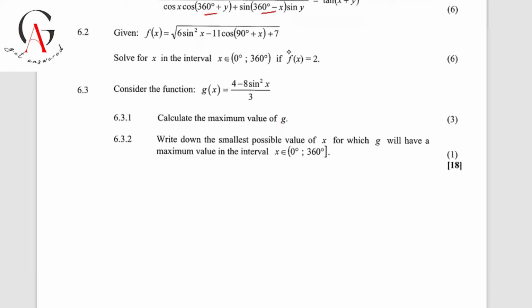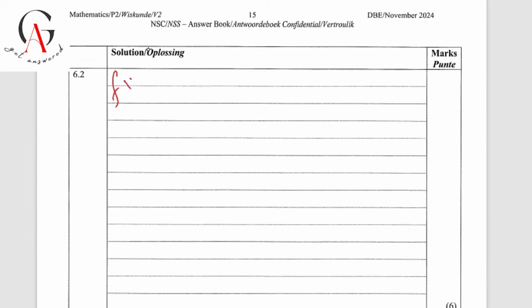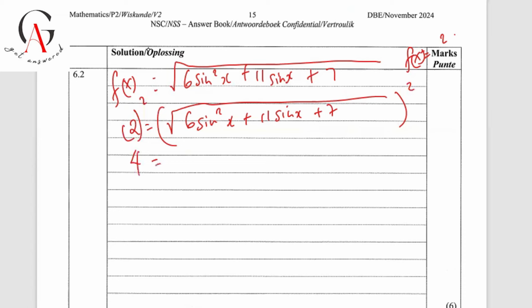Then 6.2, we are given f of x as the square root of that. They want us to solve for x in the interval 0 to 360 if f of x is 2. Let me jot it this side: f of x is the square root of 6 sine squared x plus 11 sine x plus 7. But they said f of x is 2, so I'm going to replace this with a 2. Let's square both sides to get rid of the square root. So I have 4 is equal to 6 sine squared x plus 11 sine x plus 7.